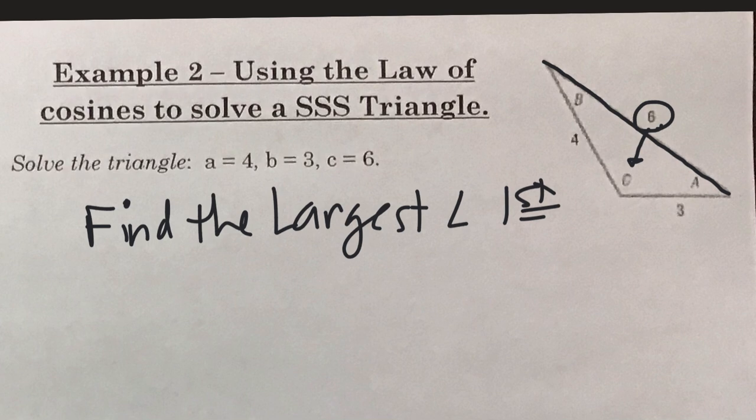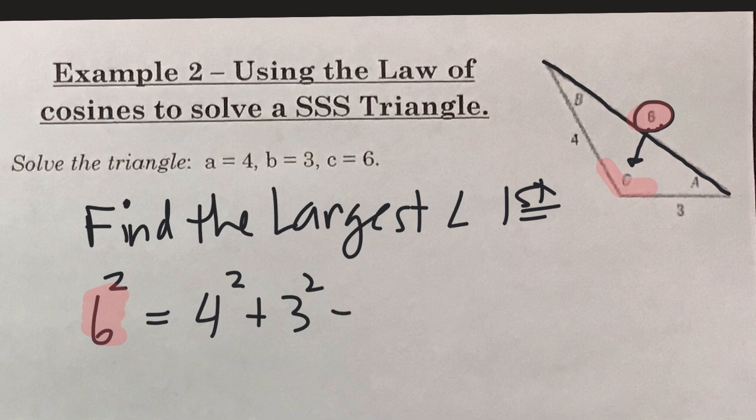So the law says we do 6 squared equals 4 squared plus 3 squared, right? Those are your A's and your B's, where C is the side across from the angle we're trying to solve. Okay, 6 here is the side length across from the angle that we're trying to calculate. That's a really important concept to get into your brain. Okay, minus 2 times 4 times 3 times the cosine of angle C.